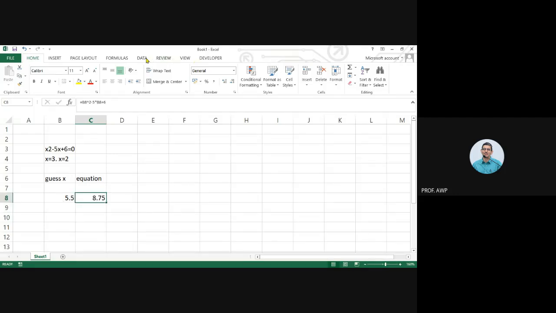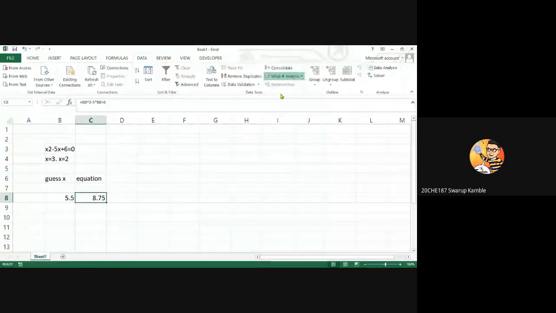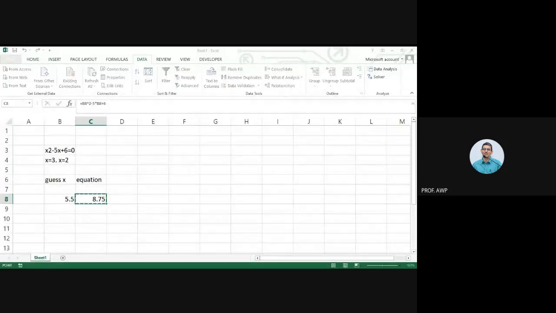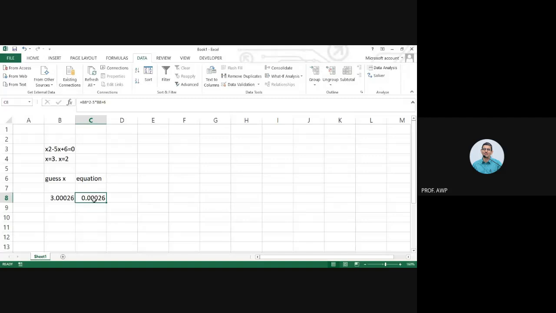So there is a function called as goal seek. So what you're doing is you are telling Excel that you want the cell number C8 to be equal to value 0 by changing your cell B8, right? And then it should solve. See, it has solved. It has made the value almost 0, and the answer is 3.